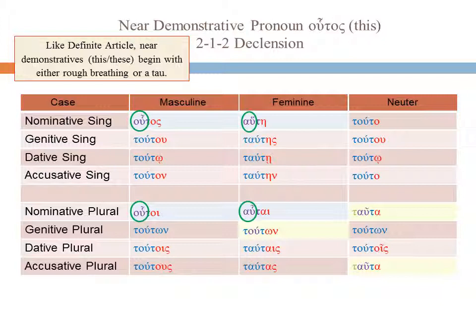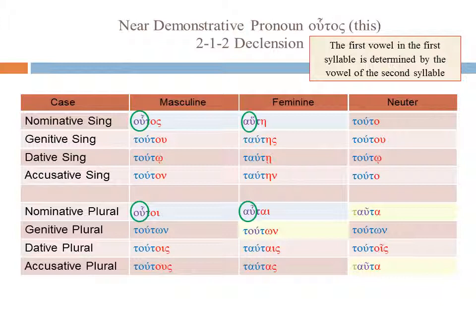The second thing you need to know is something that has to do with pronunciation and spelling, but it has nothing to do with the endings. As I said, these are standard 2-1-2 declensions, they don't change. What does change, however, and it only happens in three instances, which we'll go through, is that the first vowel of the word is affected by the vowel in the second syllable. So let's look at one.